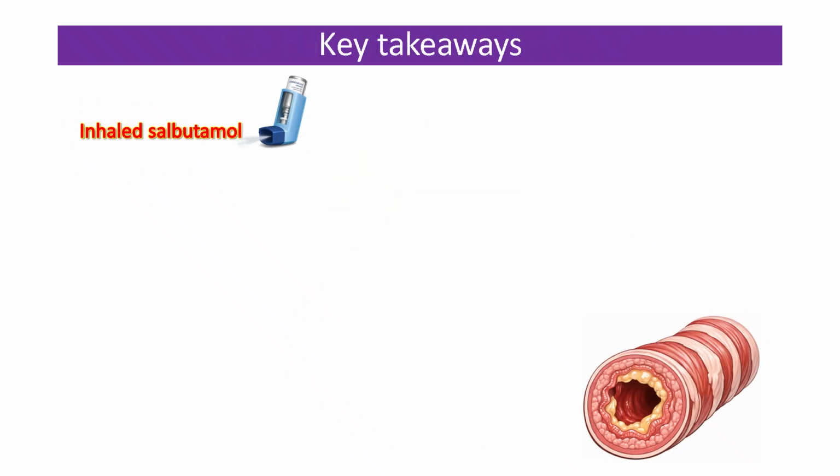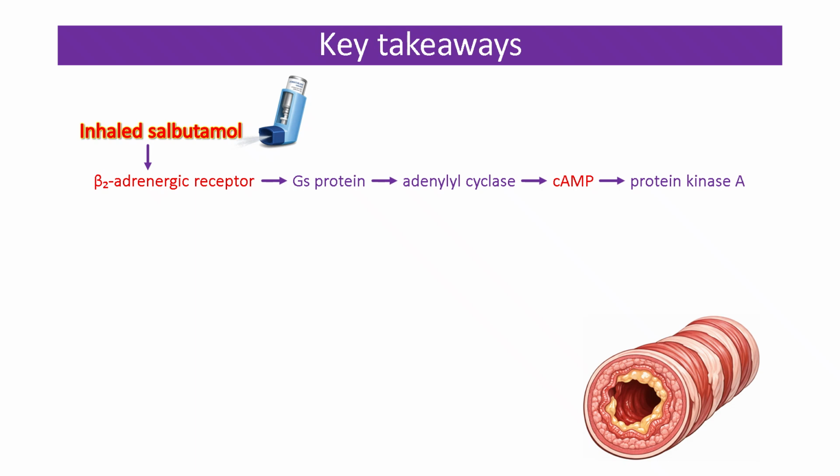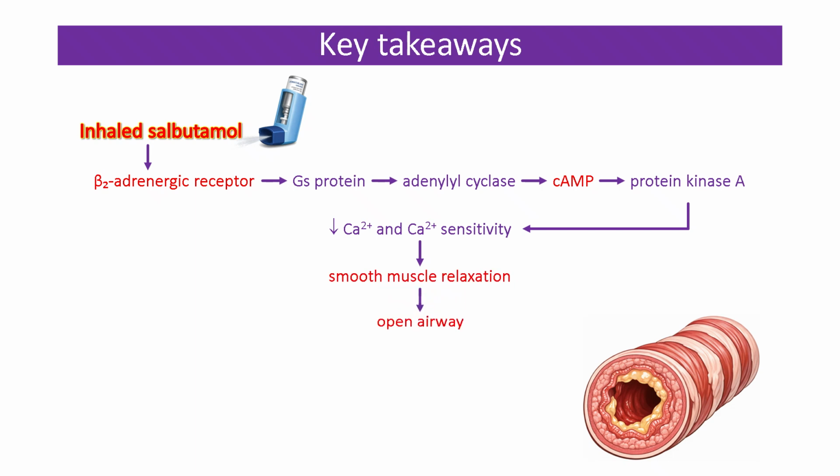To summarize, salbutamol binds to beta-2 receptors on airway smooth muscle and is a beta-2 receptor agonist. It activates a signaling cascade involving GS protein, adenyl cyclase, cyclic AMP, and protein kinase A. This leads to reduced calcium signaling and muscle relaxation. The result is bronchodilation and rapid relief of asthma symptoms.